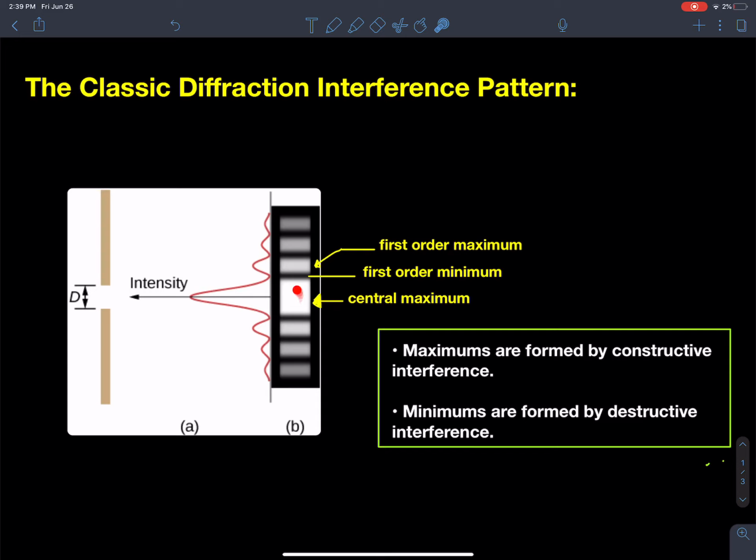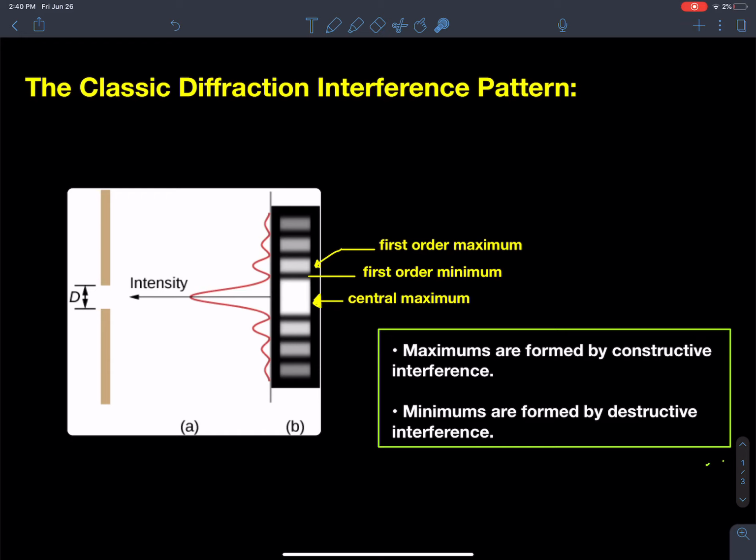Now the brightest spot in the center is called my central maximum. You need to memorize these terms. The next bright spots are called your orders. So this would be my first order maximum, that would be my second order maximum, and that would be my third order maximum because it's three spots away from the center. These dark spots are called minima or minimums. This dark spot here is my first order minimum, that would be my second order, and that would be my third. Likewise over here, this is my first order minimum, second order minimum, and third order minimum.